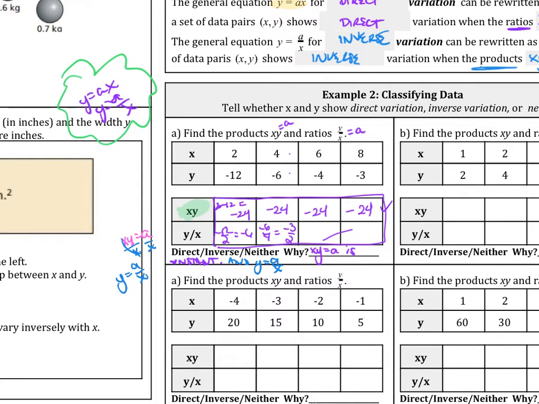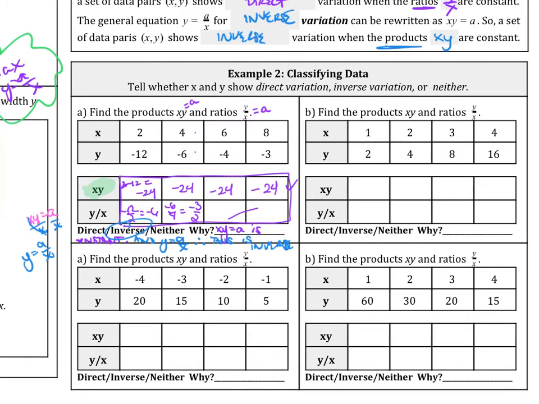Okay, so solve for y. Therefore, the three triangles mean therefore, this is inverse, because that is the inverse equation. So you only have to memorize this equation. You want it to be y equals.